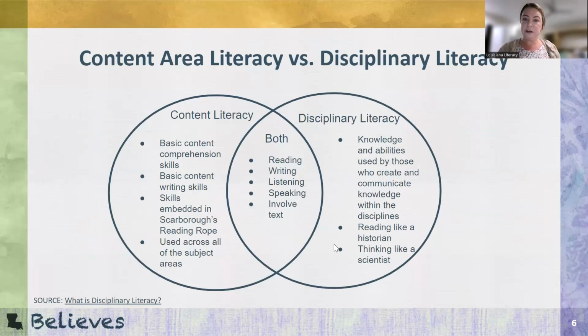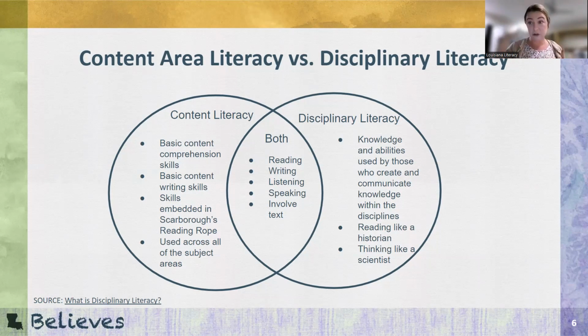Okay, so I don't know if you've ever heard of disciplinary literacy, but this is a compare and contrast of content area literacy and disciplinary literacy. Content literacy focuses on the basic content comprehension and writing. It's all those skills we just saw embedded in Scarborough's reading rope, and it's used across all of our subject areas, in math, in science, in social studies, and in English language arts. Disciplinary literacy, on the other hand, is the knowledge and abilities used by those who create and communicate knowledge within the disciplines. This is when we hear things like reading like a historian and thinking like a scientist.